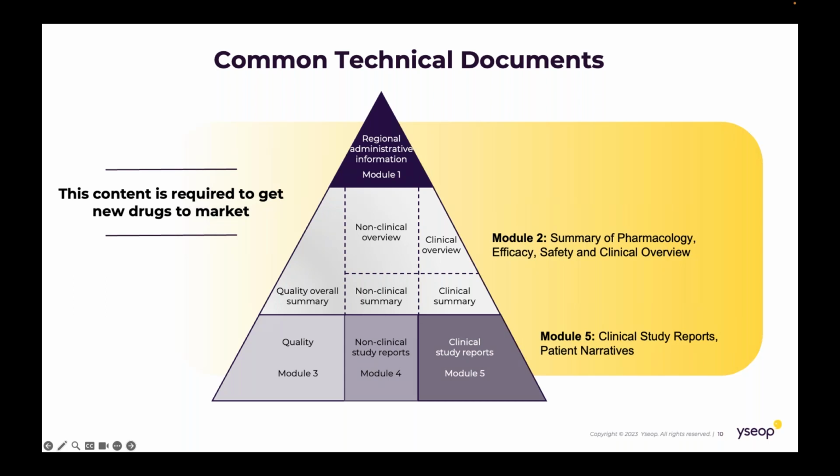Now, this is the right side of this triangle. You can see there's other portions of this triangle. I just wanted to note here, we're talking about clinical, but all these other areas can also be automated using generative AI at some level. And we're seeing lots of opportunities there as well.